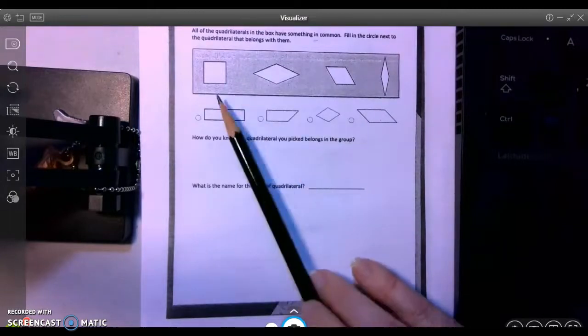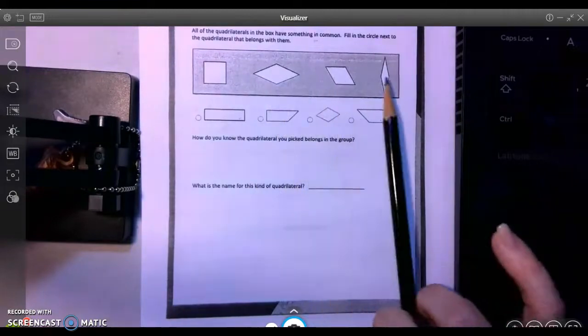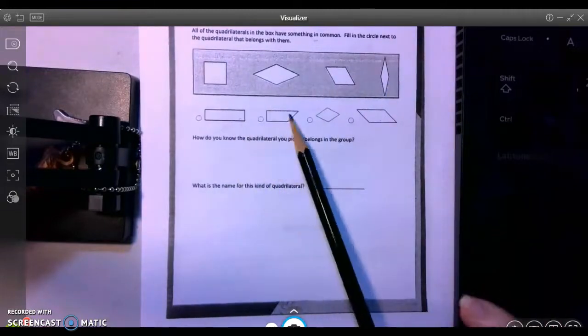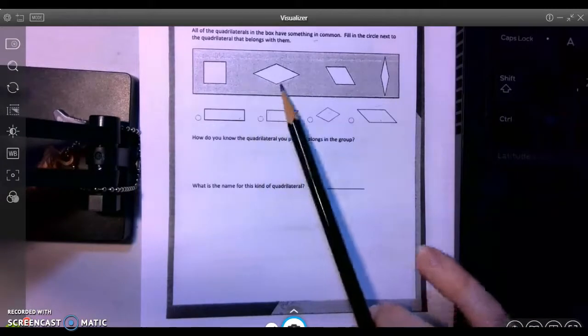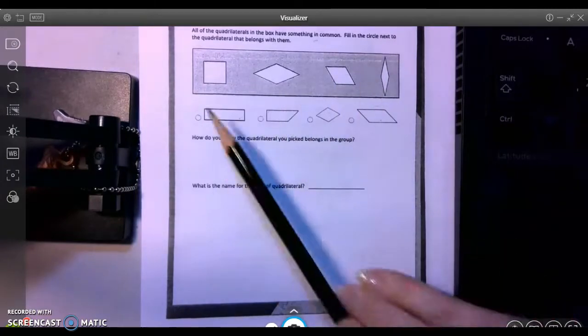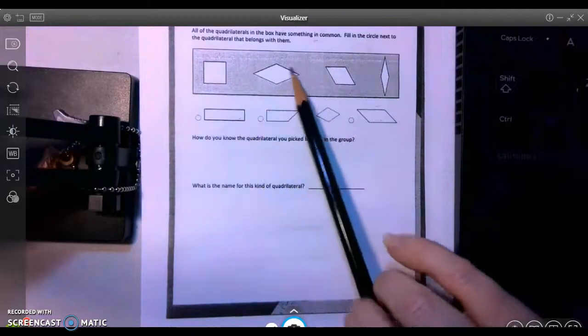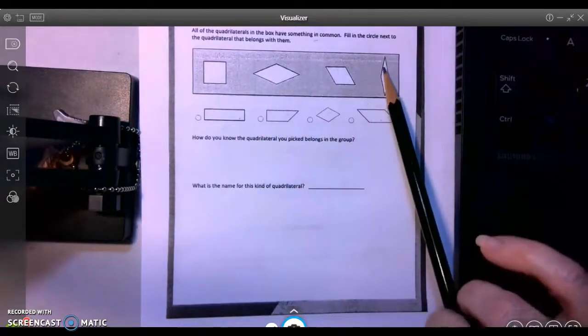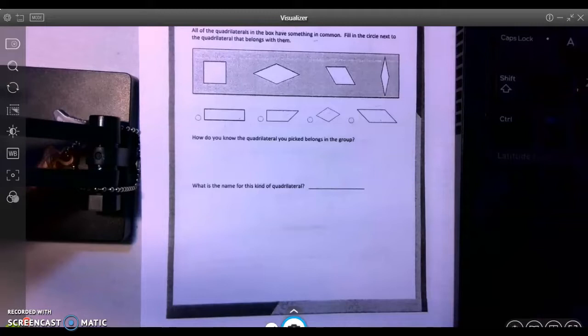Well, I'm looking at all of these shapes, and they all have 4 sides, so do all of these. But the thing that I notice about all of these shapes is all the sides are the exact same. Square, rhombus, rhombus, they're all rhombuses.